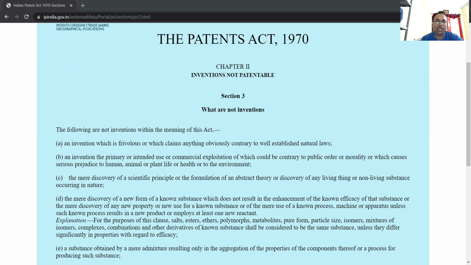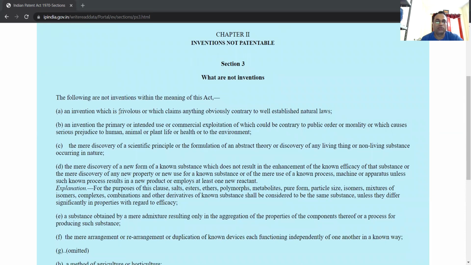Section 3A says an invention which is frivolous or which claims anything obviously contrary to well-established natural laws. So if you are trying to claim something which is contrary to well-established natural law, say for example, you want to claim a negative anti-gravity substance, a device which goes against the gravity law, then we will have to understand how it is. But if it is contrary to that, then it will not be patentable.